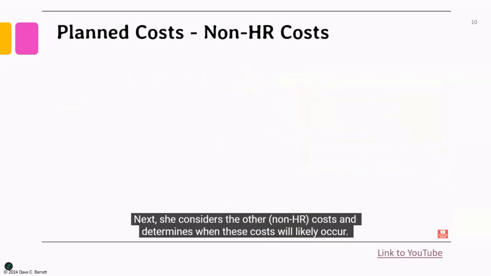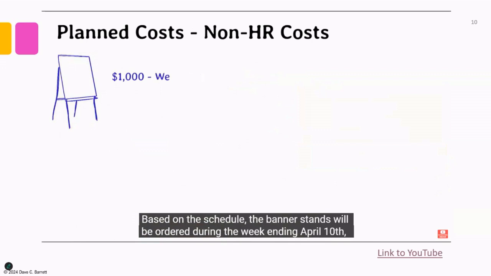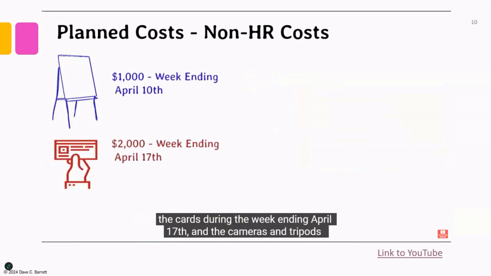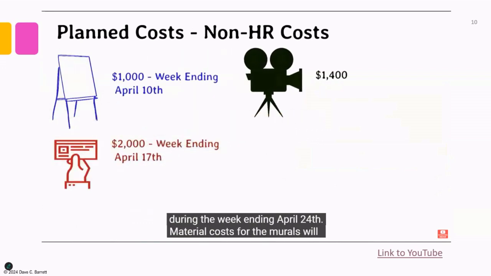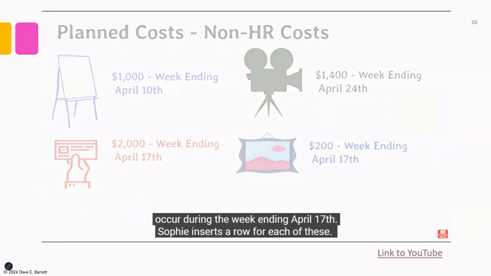Next, she considers the other non-HR costs and determines when these costs will likely occur. Based on the schedule, the banner stands will be ordered during the week ending April 10th. The cards during the week ending April 17th. And the cameras and tripods during the week ending April 24th. Material costs for the murals will occur during the week ending April 17th. Sophie inserts a row for each of these.